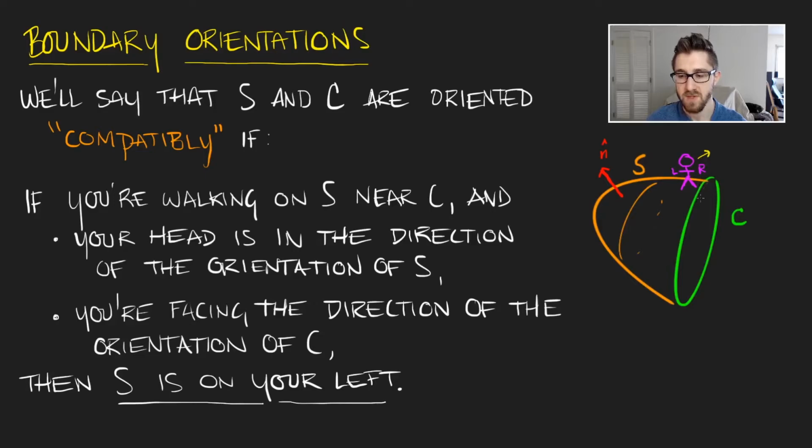And what that means, since we're standing near the boundary curve, is the boundary should be oriented this way, in the direction that we're facing. So that's how we can use the orientation of a surface to determine the orientation on the boundary curve. And again, it goes the other way too.